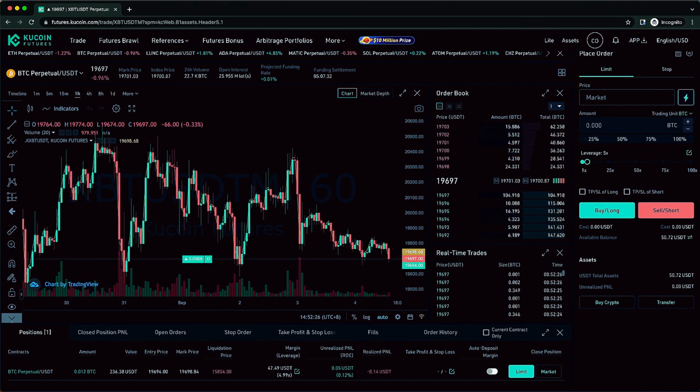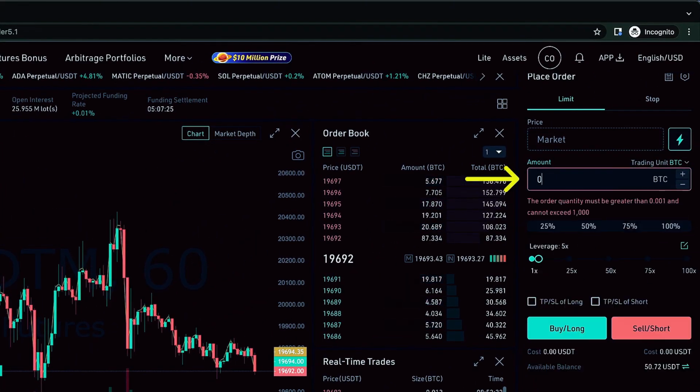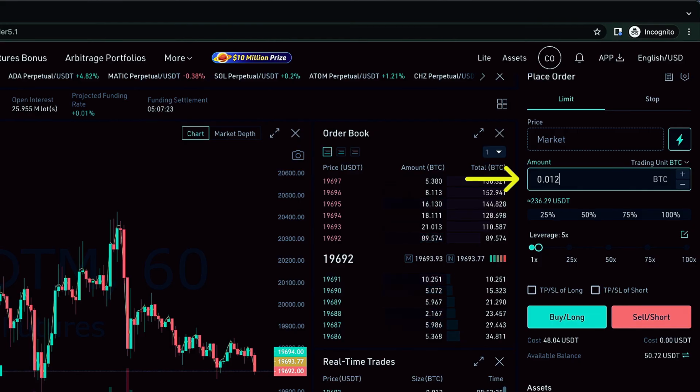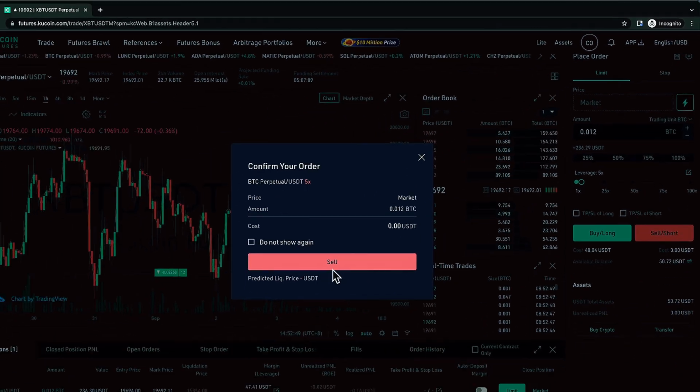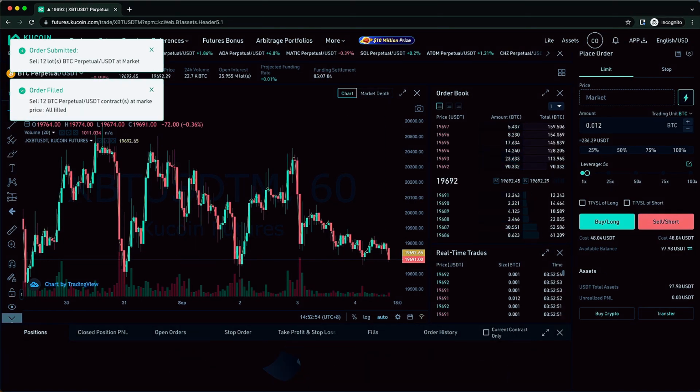Another way to close our long position would be to simply place a short position for the exact same amount. So we can come over here and enter the size of our open long position. But now we will go short, so we click on sell short. And that will cancel out our long position and get us out of the trade.